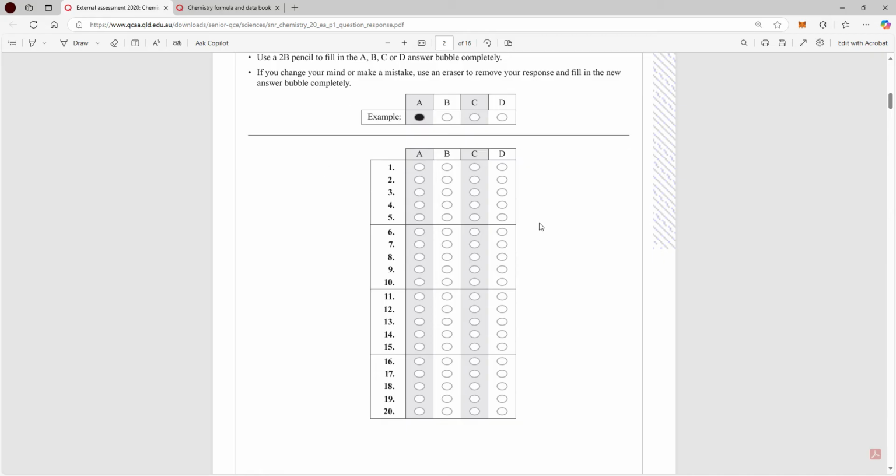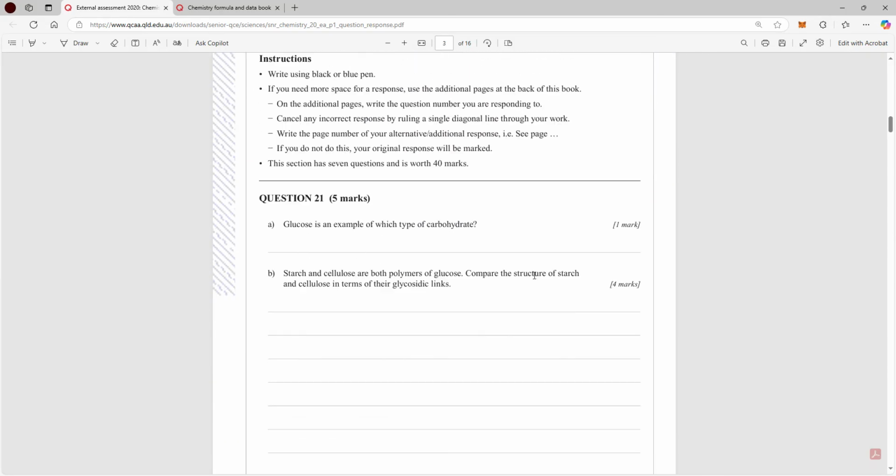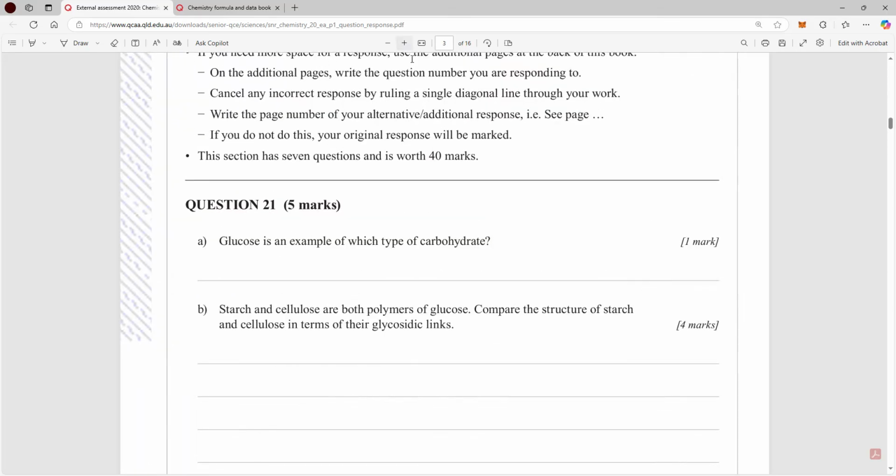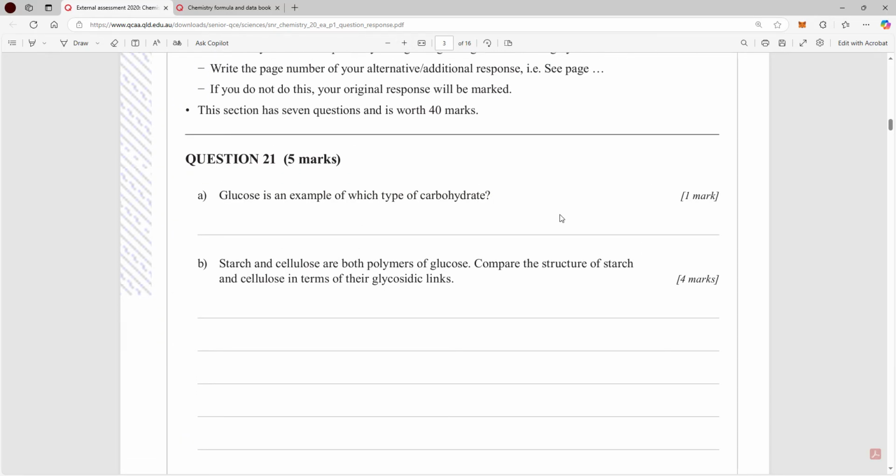So here, this is where you put your multiple choice instructions, and we just go through all these questions here. Okay, so we'll start with the first one. Glucose is an example of which type of carbohydrate? So, glucose is what we refer to as a monosaccharide, okay? Which pretty much means a single sugar, okay? Another way you can refer to it is aldose, which is another name for the same thing.